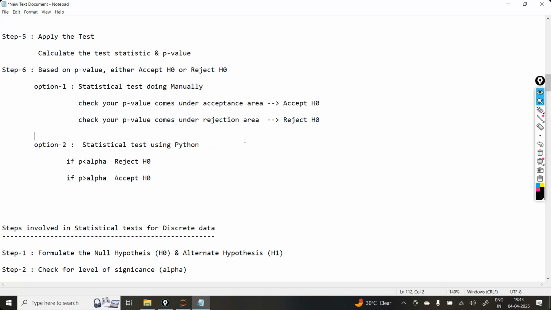This is the last step, the sixth step. Up to calculating the p-value, there is no difference. After calculating the p-value, the difference comes. Is the point clear? Don't unnecessarily confuse between the two, whether you are using Python code or doing it manually. Simple.